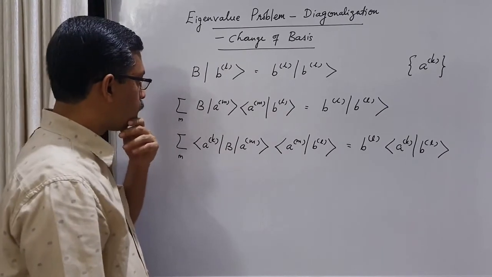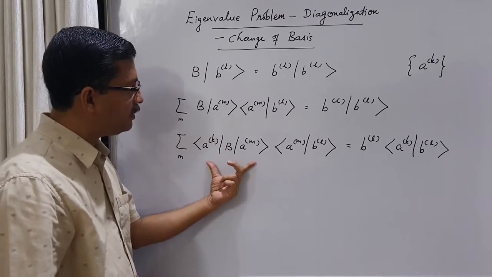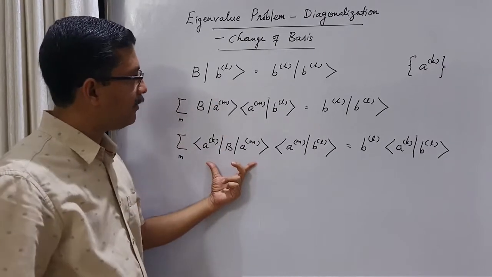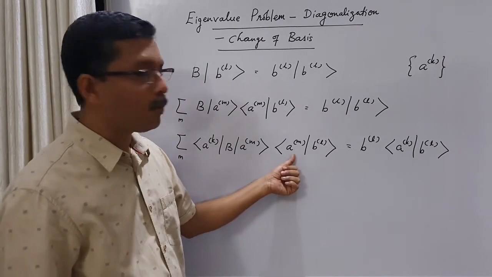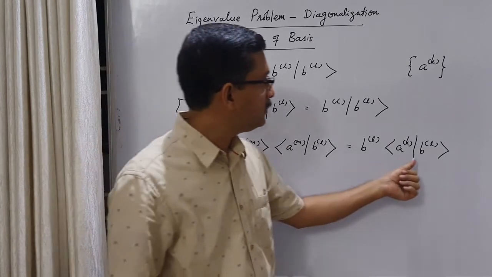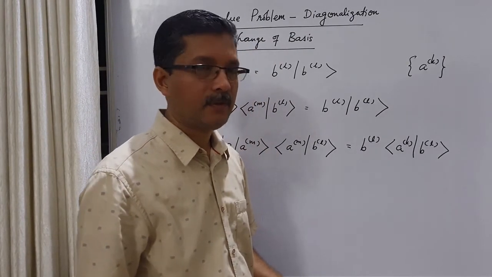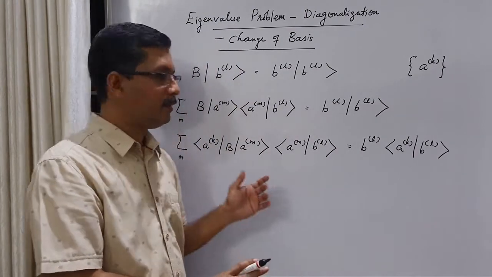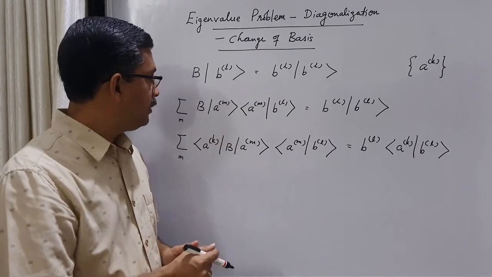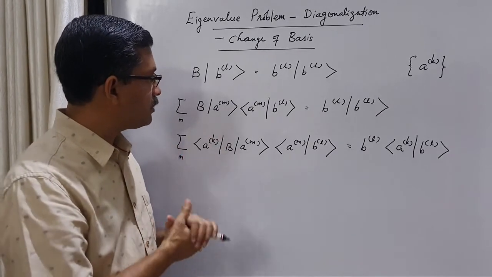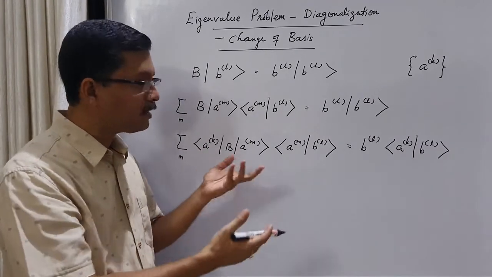Okay. So we have this equation. See, these are the matrix elements of B in the old basis AK. What are these? These are the components of the eigenkets of B in the old basis AK. These are again the components of eigenkets of B in the old basis AK. Okay, so everything we have expressed, both the matrix elements of B and the eigenkets of B, in the old basis AK.